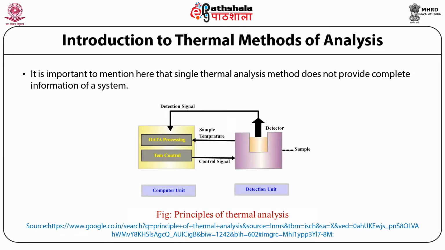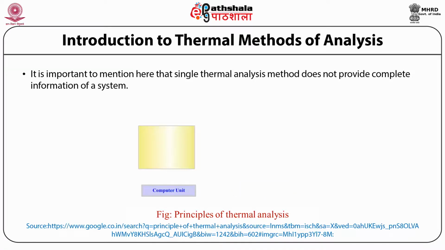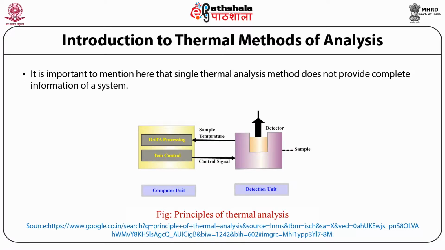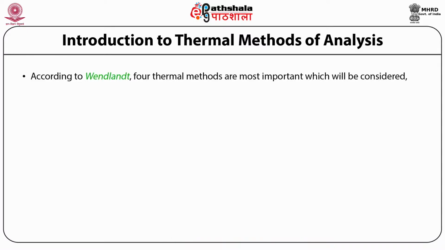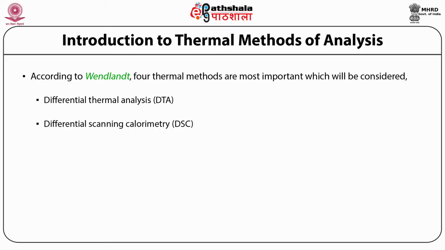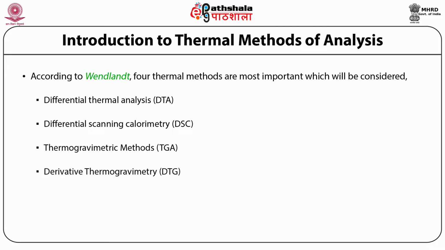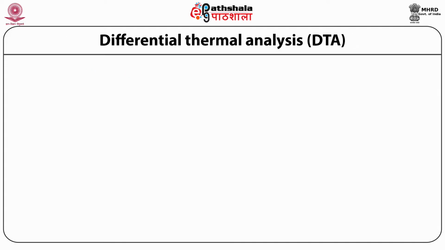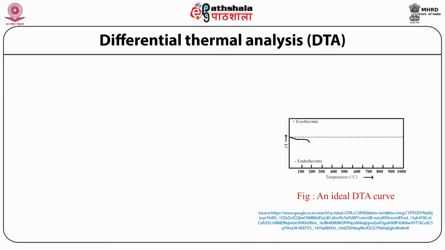It is important to mention here that a single thermal analysis method does not provide complete information of a system. However, additional information may be provided by other thermal methods if required. According to Van Landet, four thermal methods are most important and should be considered: differential thermal analysis (DTA), differential scanning calorimetry (DSC), thermogravimetric methods (TGA), and derivative thermogravimetry (DTG). We shall study these techniques one by one. First is differential thermal analysis.